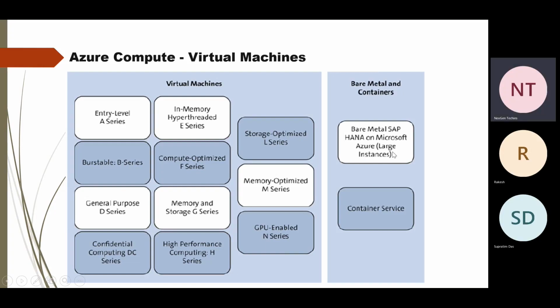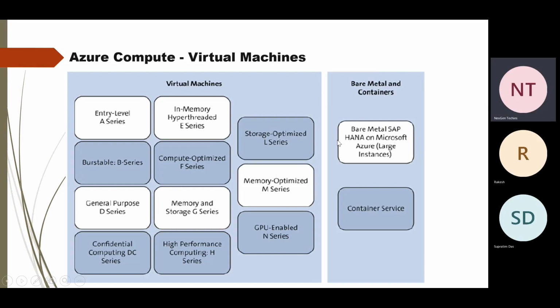On Microsoft Azure, we call it a large instance. Large instance means you get dedicated hardware. It is a physical server. So these are the virtual machines, but here you will get a physical server for your requirement, 12 TB or whatever it is. This physical server is what we call bare metal SAP HANA database, which we call a large instance.